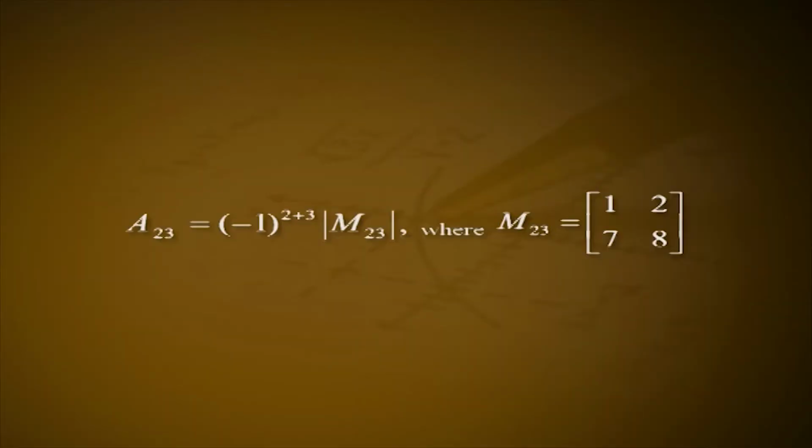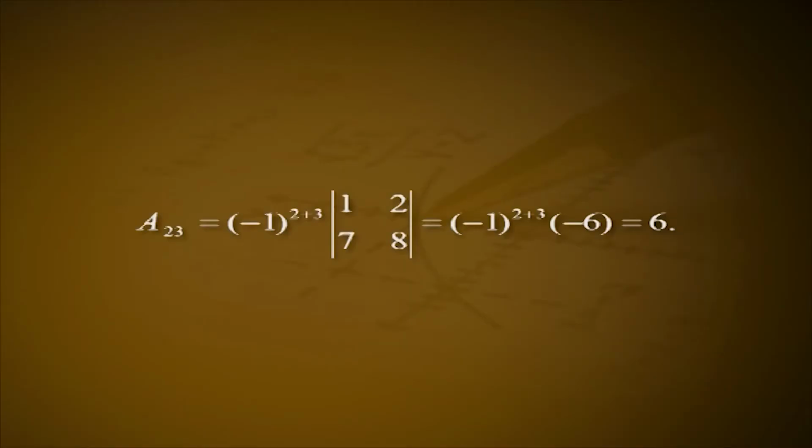Example 1. Find the cofactor of the element A23 is equal to 6 in the matrix A given by matrix 1 2 3, 4 5 6, 7 8 9. Solution. Cofactor of A23 is given by A23 is equal to minus 1 to the power 2 plus 3 into determinant of M23, where M23 is the matrix 1 2, 7 8, the 2 square submatrix of A obtained by deleting its second row and third column. Hence, A23 is equal to minus 1 to the power 2 plus 3 into determinant of 1 2, 7 8, which is equal to minus 1 to the power 2 plus 3 into minus 6, which is equal to 6.